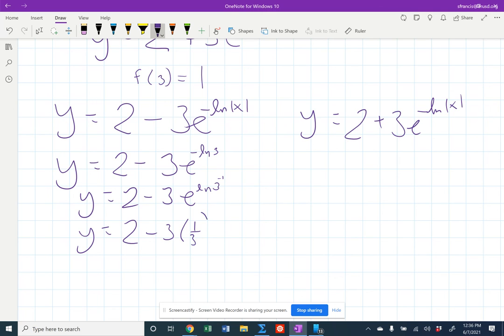But 3 to the negative 1 is 1/3. And so I get 2 minus 1, which is 1, which is what I want. So this is going to be the correct answer right here.